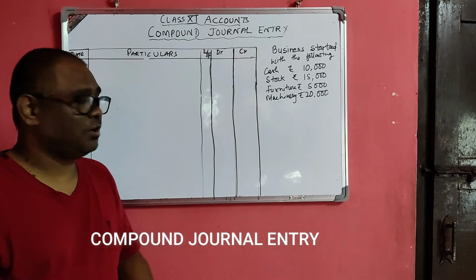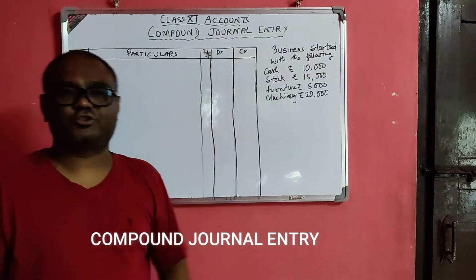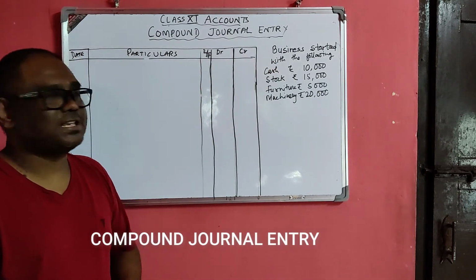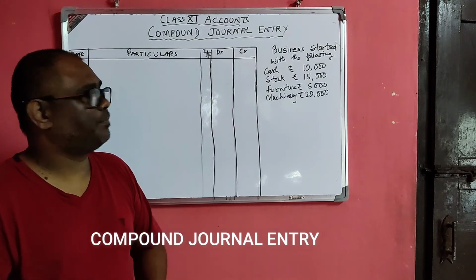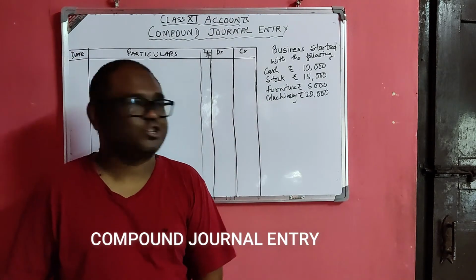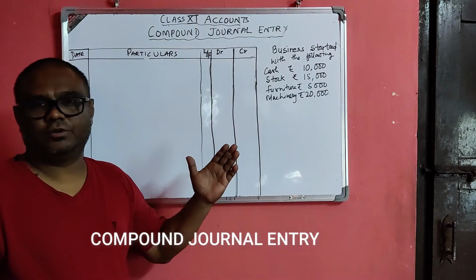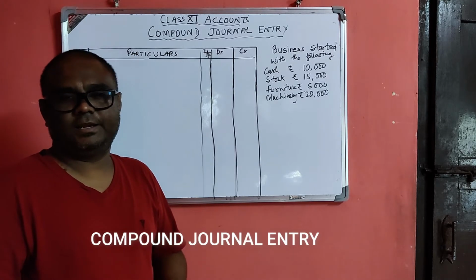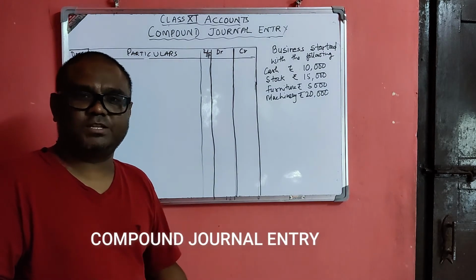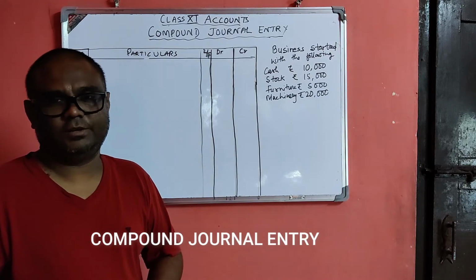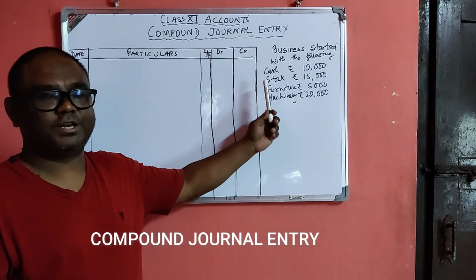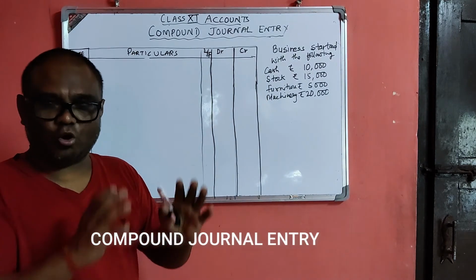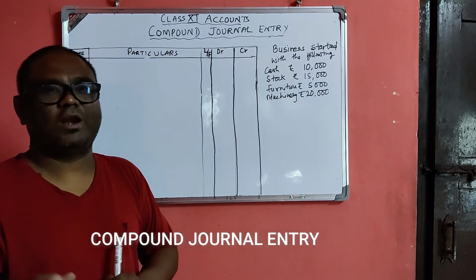So now let's take this illustration. Business started with the following: cash 10,000, stock 15,000, furniture 5,000, and machinery 20,000. So here these are the assets with which business started. Whatever is introduced in the business is called capital. So here all these are to be debited: cash account, stock account, machinery account, furniture account. The total of these is called capital.